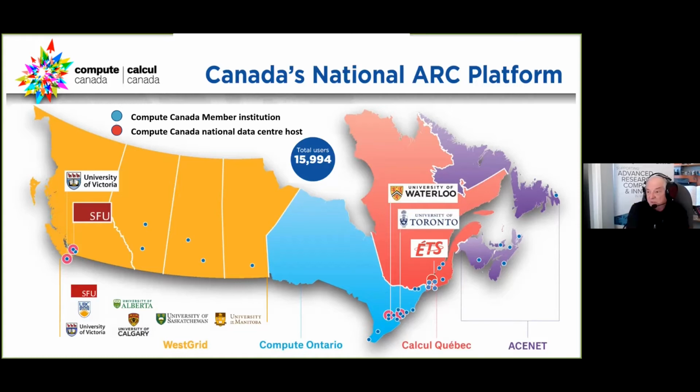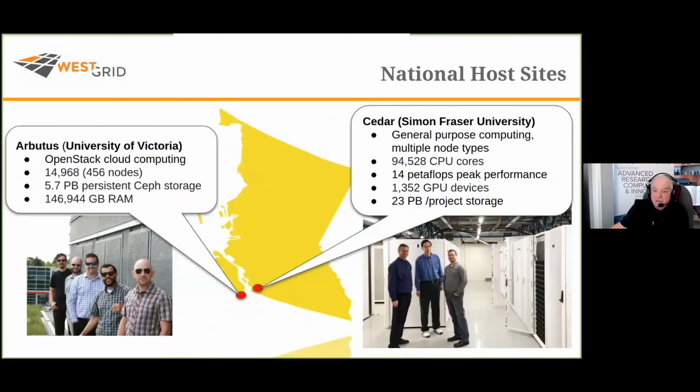I note there are about 16,000 users now, so the user population is continuing to grow as we go along. I put 2 photos of the WestGrid systems, one at UVic and one at Cedar, but they're all national systems. You can log on and work with any of them, and the allocations we spread across the whole works depending on our load balancing approaches.